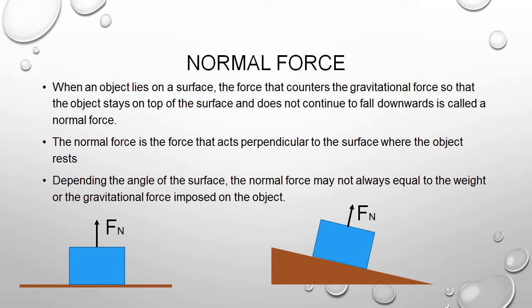So the force that I'm going to first talk about is the normal force, and it's often a force which students neglect while drawing their free body diagrams. So what is a normal force? When an object lies on a surface, the force that counters the gravitational force so that the object stays on top of the surface and does not continue to fall downwards is called a normal force.